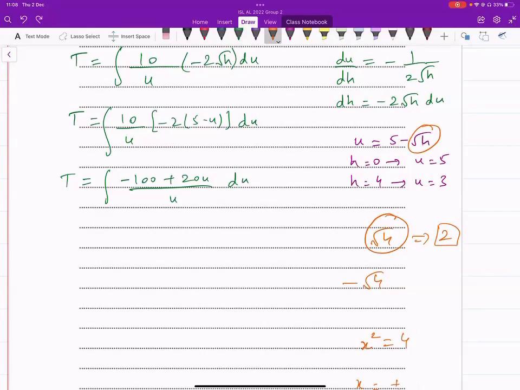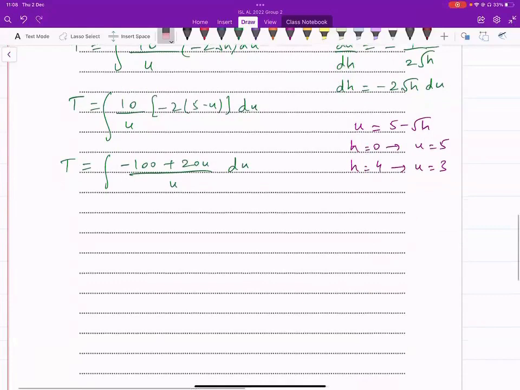The plus one, that's the principal square root, but that's already given. So the convention is that you normally consider the positive value, okay? If the square root is already applied, you're not applying it yourself. Now look, we have the limits. In place of h equals 0 we get u equals 5, and in place of h equals 4 we get u equals 3.